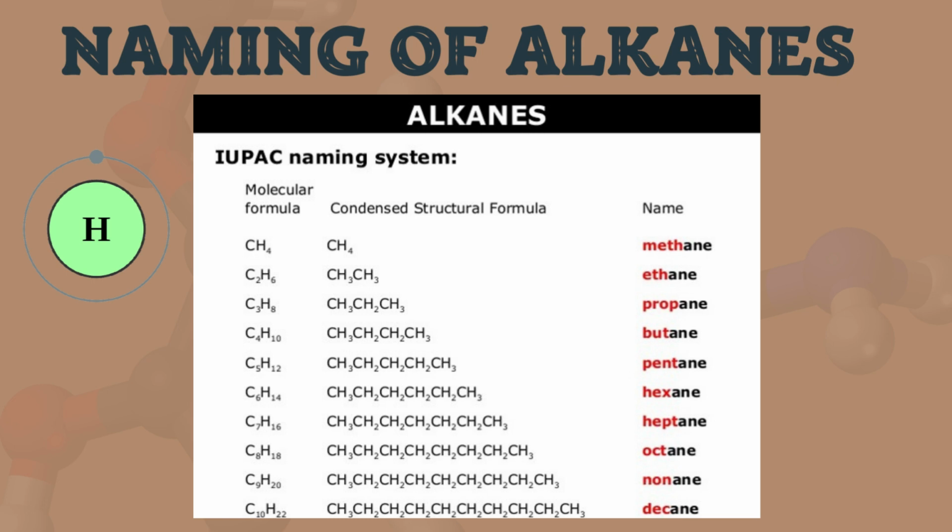So it will be meth, one carbon; eth, two carbons; prop, three carbons; but, four carbons; pent, five carbons; hex, six carbons; hept, seven carbons; oct, eight carbons; non, nine carbons; dec, as in decane, 10 carbons. So those are the prefixes that you can use in order to remember the naming of these compounds.